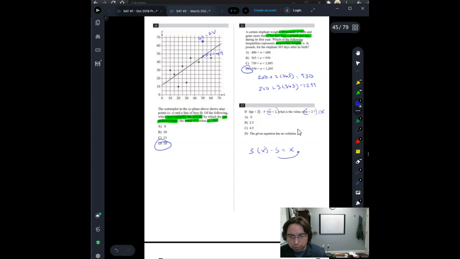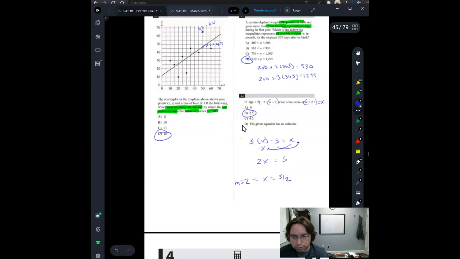Move that over, so minus x, we'll get 2x equals 5, or x equals 5 halves, which we've already said x is equivalent to n plus 2. So B is the answer choice on that one. Good deal.